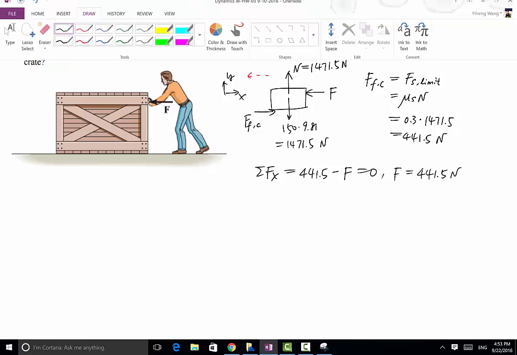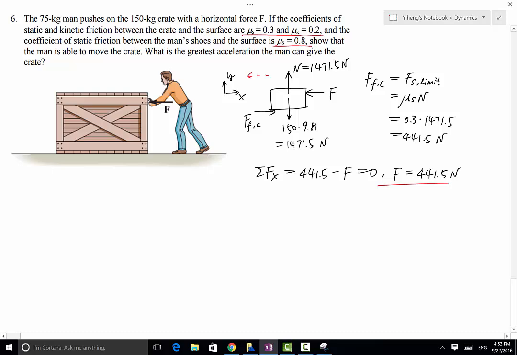So how do you interpret this? This is the force needed to move the crate. This is the force needed to make the crate start sliding.